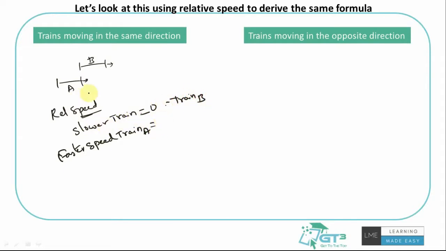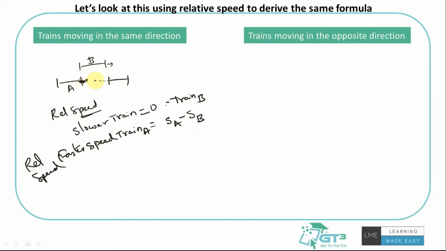Because both of them are moving in the same direction, the net relative speed of A would be SA minus SB. Both of them are moving in the same direction, so I have to subtract. So B is sitting idle here. It's assumed that A would start from here, go all the way and come here.